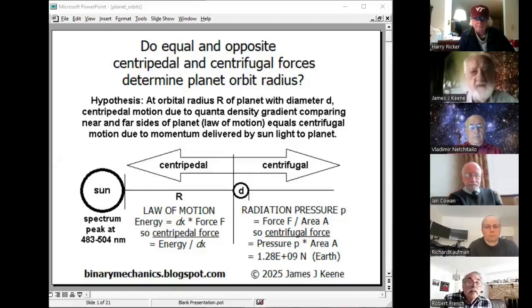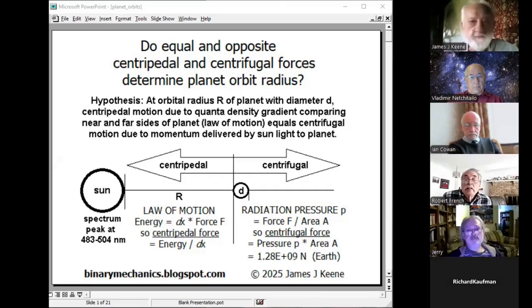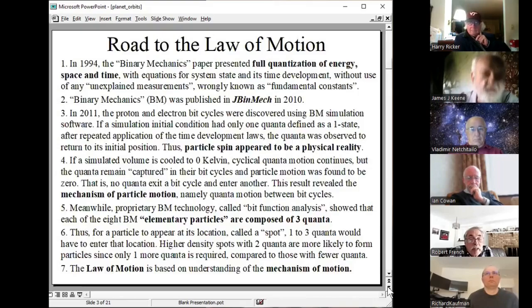Today, I want to follow up on my talk on Newton's universal gravitation law and give some of the details of how binary mechanics might handle that situation that's left open if we discount mass as an important variable. Okay, road to the law of motion.